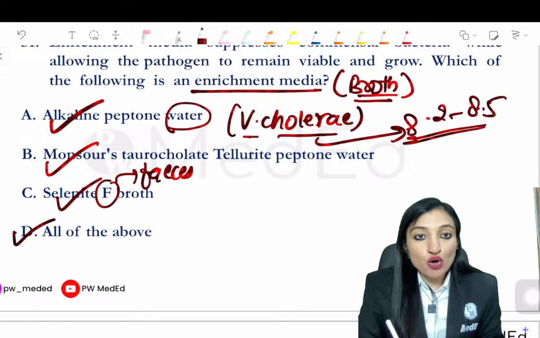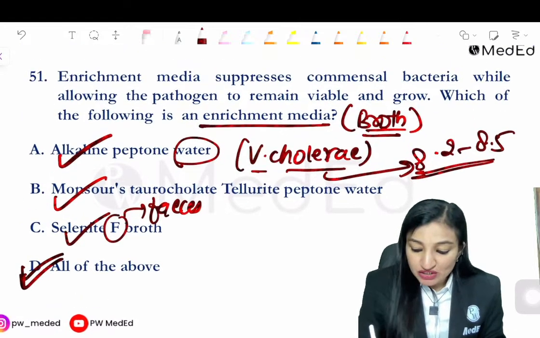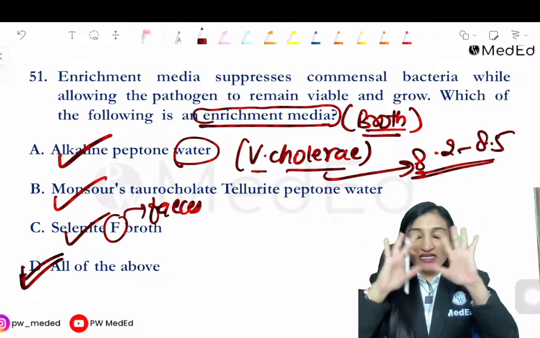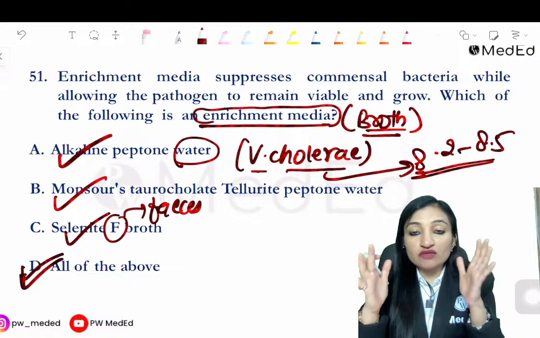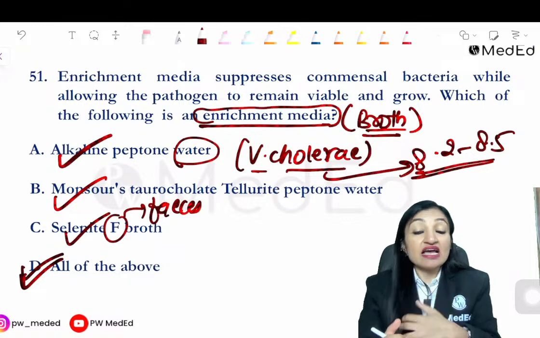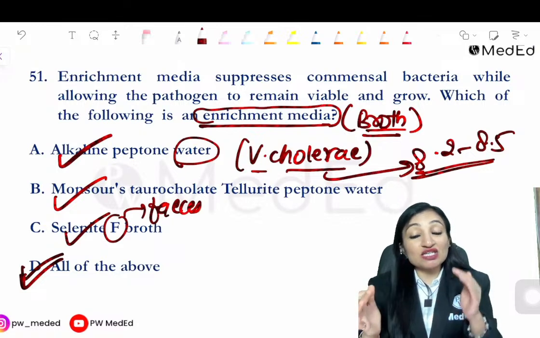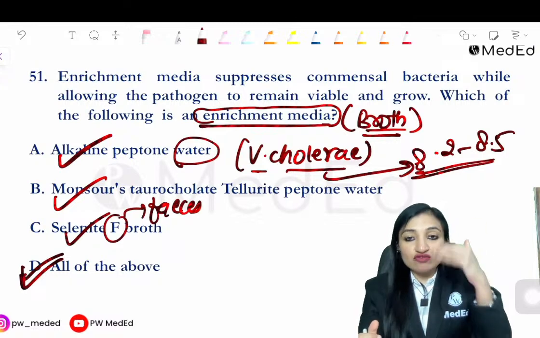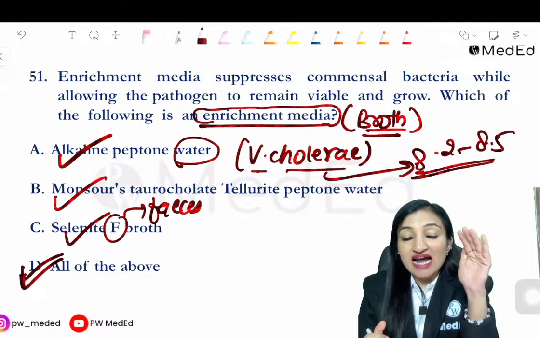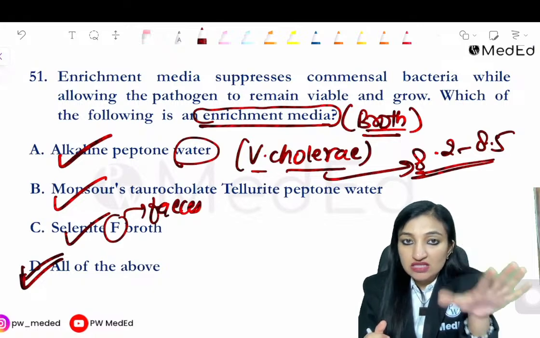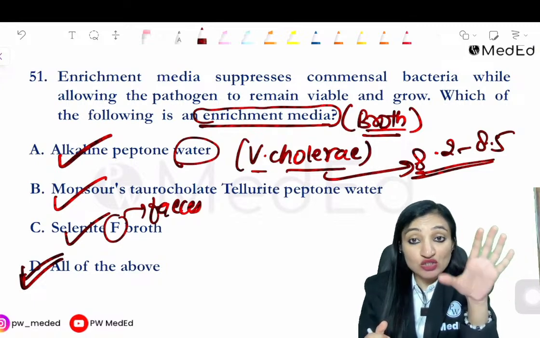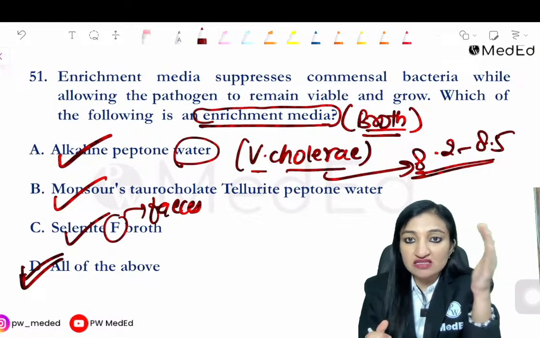Okay, so the answer is all of the above. And remember what I mentioned about enrichment media yesterday? They are like traffic police, clearing the traffic. They are used for fecal samples, the feces. When a fecal sample is received in the lab, it is going to have millions of commensal bacteria. The pathogens are going to be very few in number. So first we have to tackle the commensals by suppressing their growth, and that is what these media do. So we inoculate the fecal sample in the enrichment medium and incubate for 6 to 8 hours only, not beyond that. Otherwise, the commensals are going to grow.